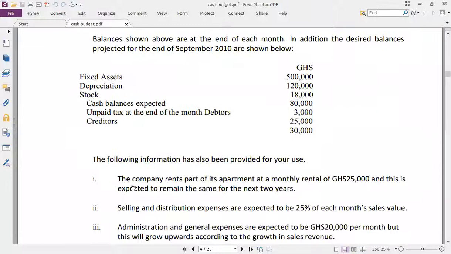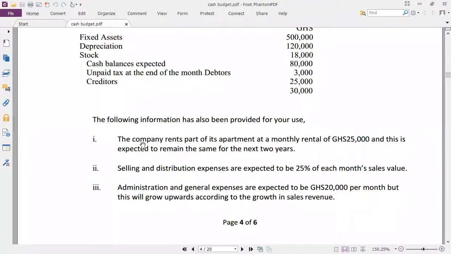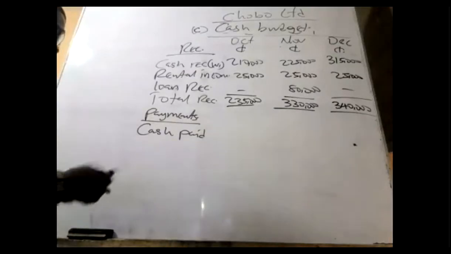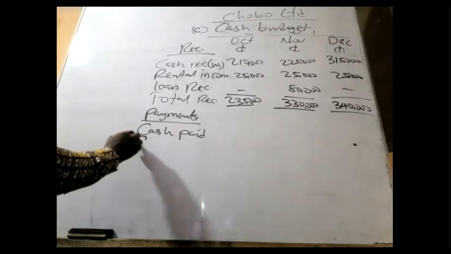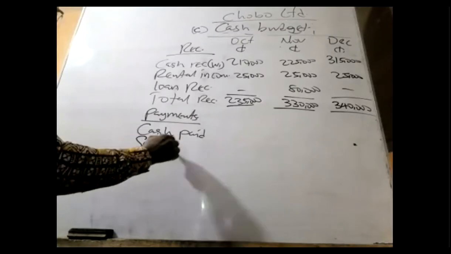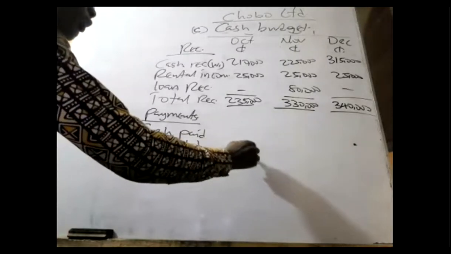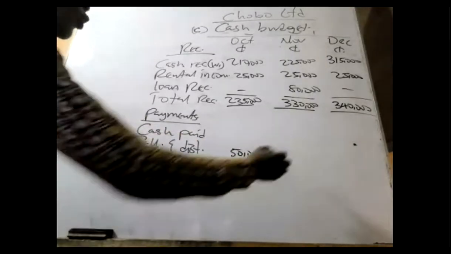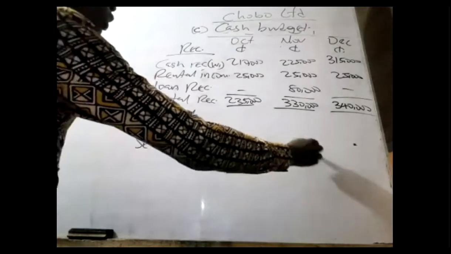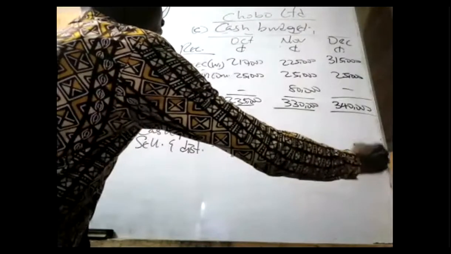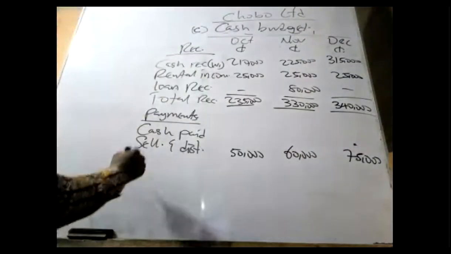So can you record the selling, distribution and admin costs? Let's record them from our P&L. Selling and distribution costs: we had 50,000 for the first one, 60,000 for the second one, and 75,000 for the third month. What's the admin?